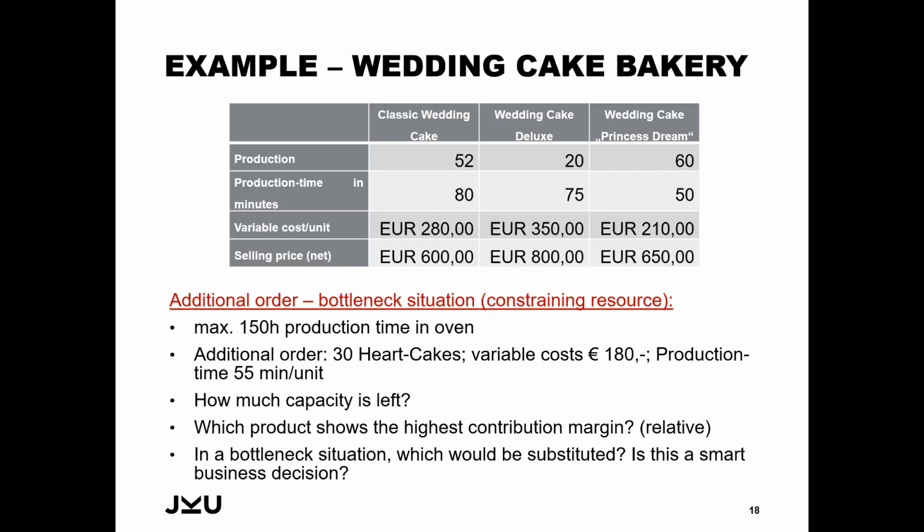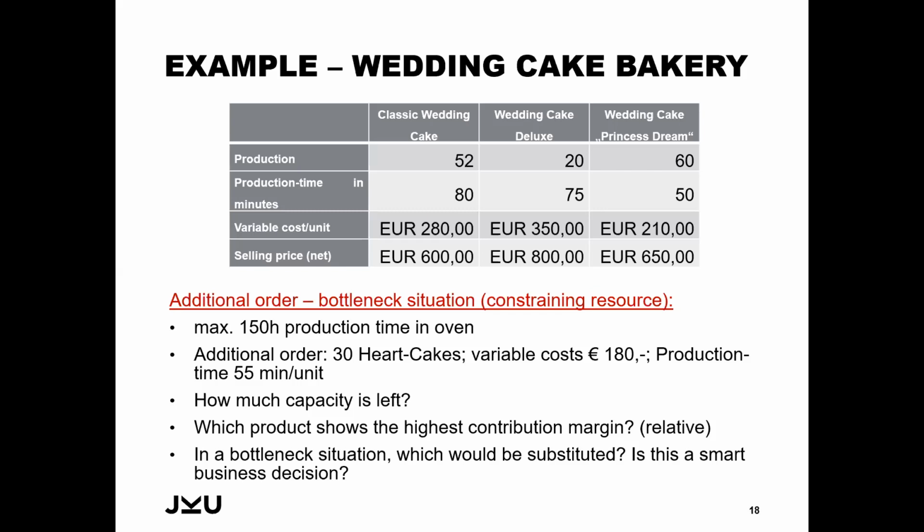And then we have an assignment, so to speak, an additional order, which gives us a bottleneck situation. So we have constrained resources in this case. And we need to calculate those also. We have a max production time of 150 hours. That's the oven time. Then the additional order is 30 heart cakes. Variable costs are 180 euros in this case, and production time will be 55 minutes per unit.